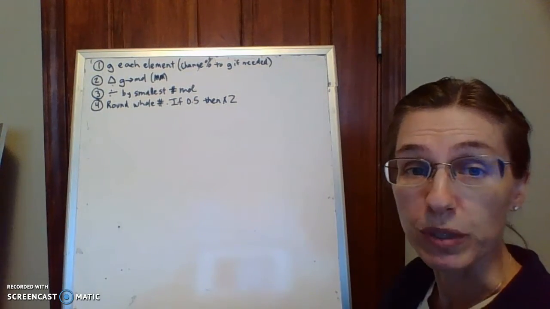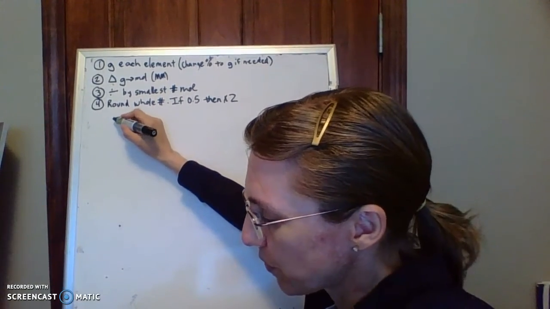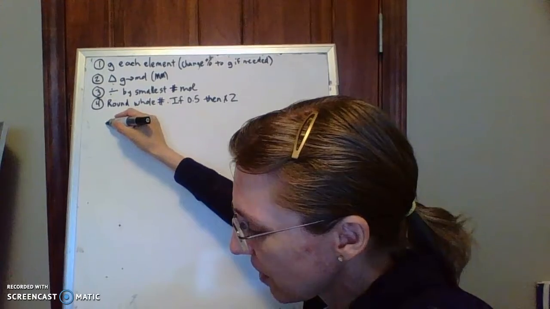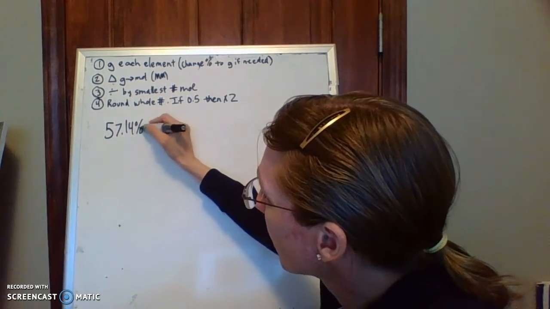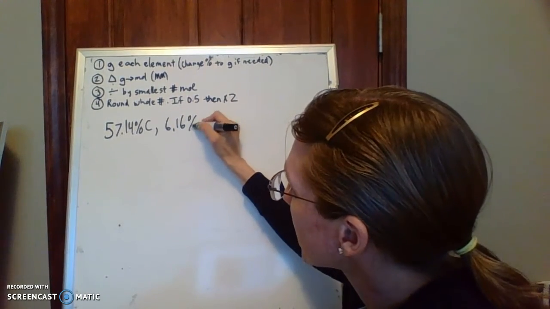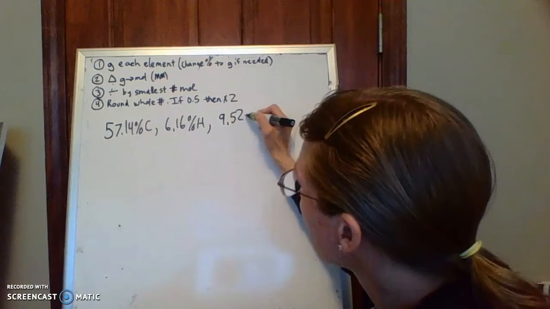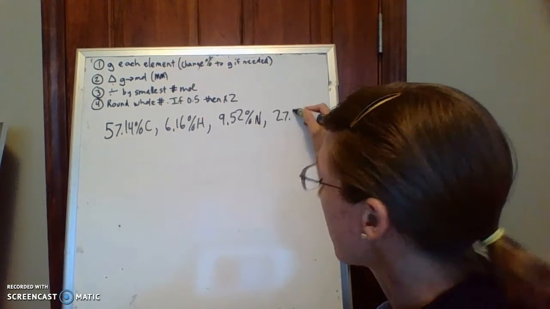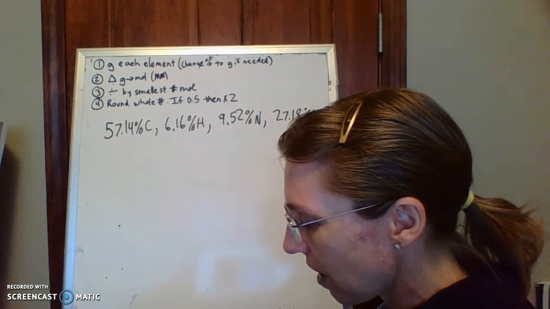So let's go ahead and work on this one. This one's NutraSweet. We're going to actually determine the chemical formula for NutraSweet. So we've got a sample of this NutraSweet. They run it through the analyzer, and they find out that it's 57.14% carbon. It is 6.16% hydrogen. It is 9.52% nitrogen, and it is 27.18% oxygen.